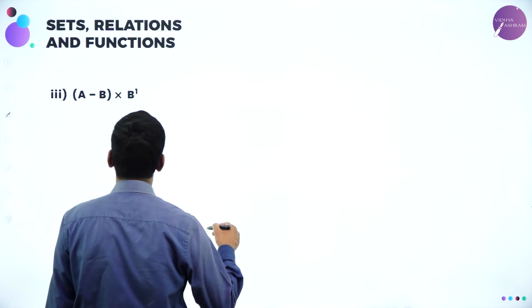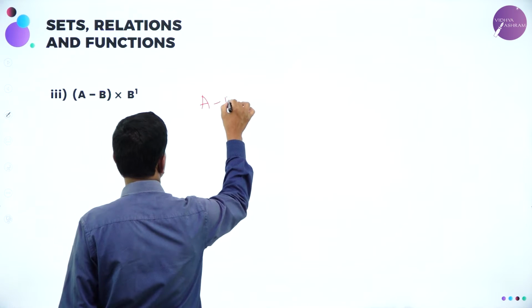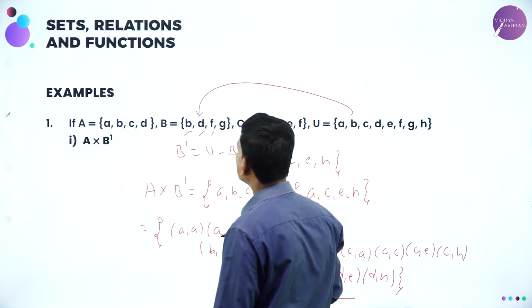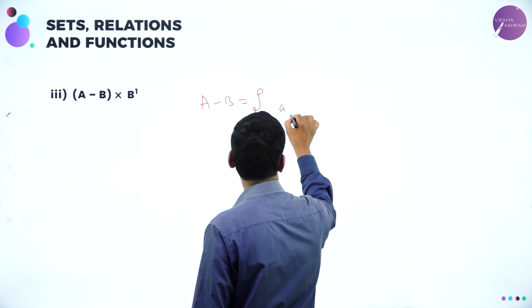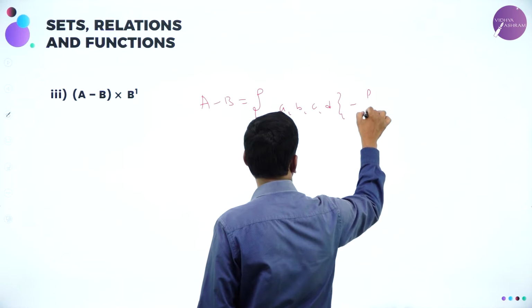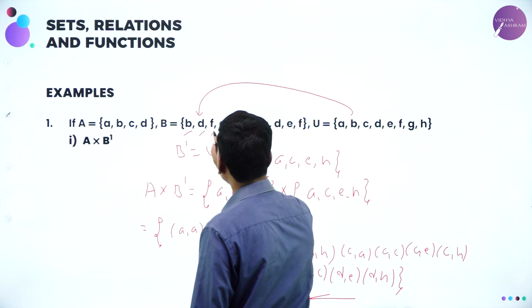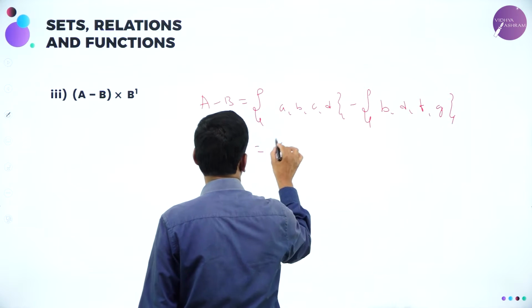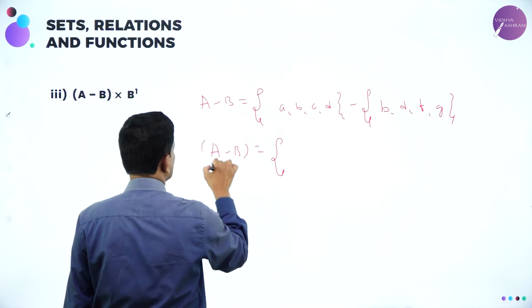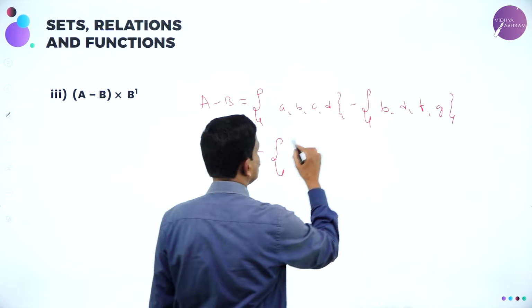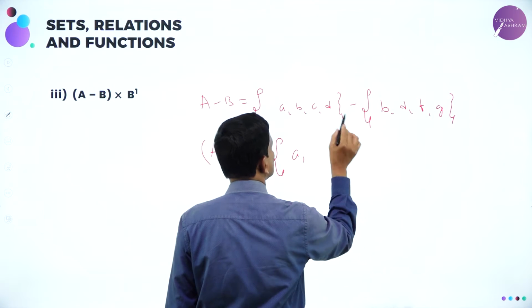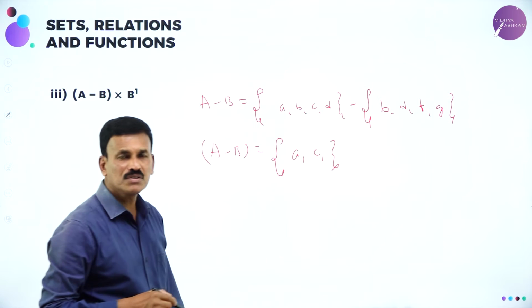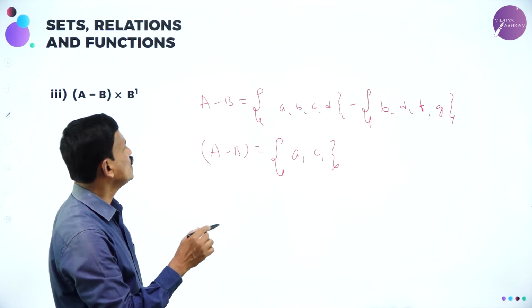A minus B cross B dash. So first find out A minus B. A minus B means elements which are in A but not in B. Write down elements of A first. A contains A, B, C, D. Minus B. What does B contain? B, D, F, G. So the difference of these two, A minus B, elements which are in A but not in B: A is here, not in B. B is also there. C is here, and D is also there. So only A and C. Elements which are in A but not in B are A and C. B and D are the same.